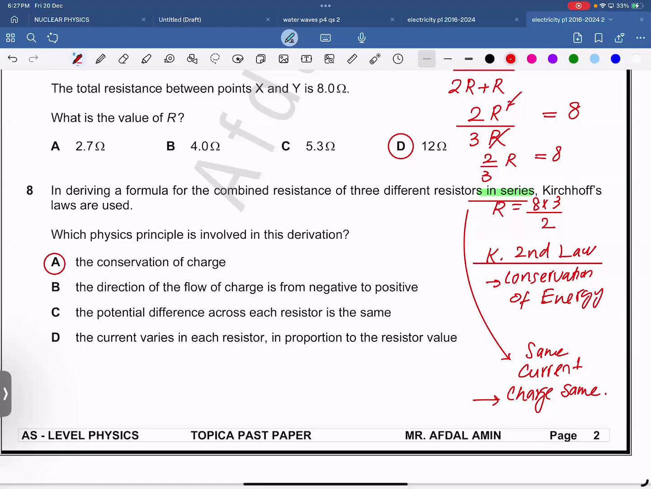Parallel, my dear, we also have the junctions. We use the first law, 100% we use it. Why? Current entering a junction is equal to current leaving. In series, the current is the same. If current is the same, the charge is also the same. Option A, my dear.